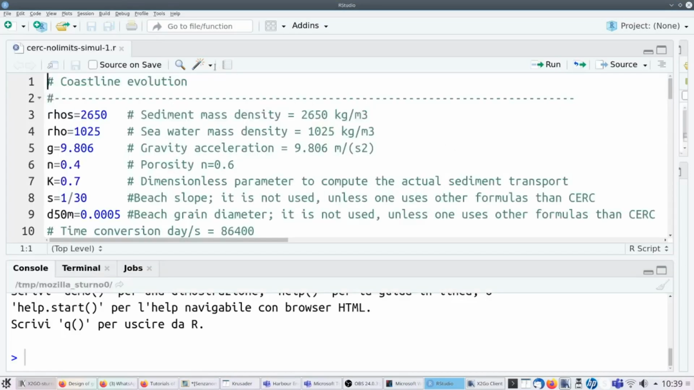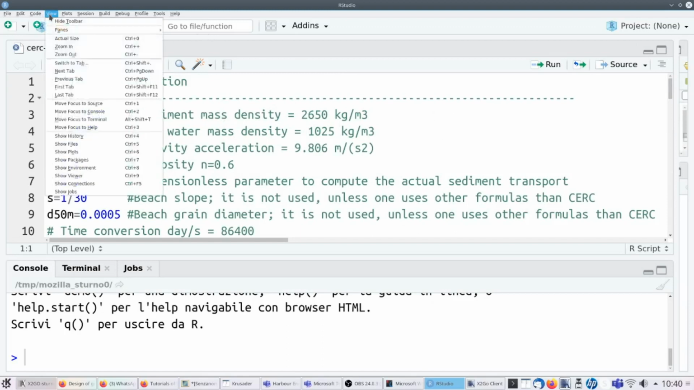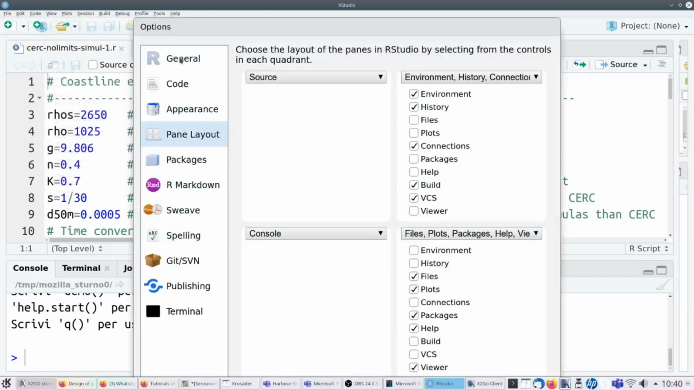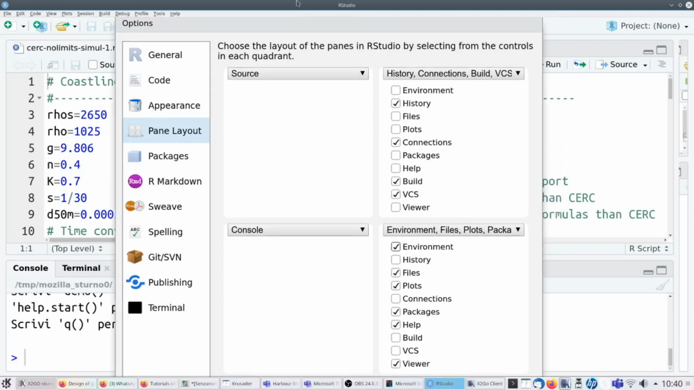Now here we are. Let me clean my working environment. We have the console here, and let me see. Console, okay. Just 1 second. Okay. I want to get the environment displayed here.